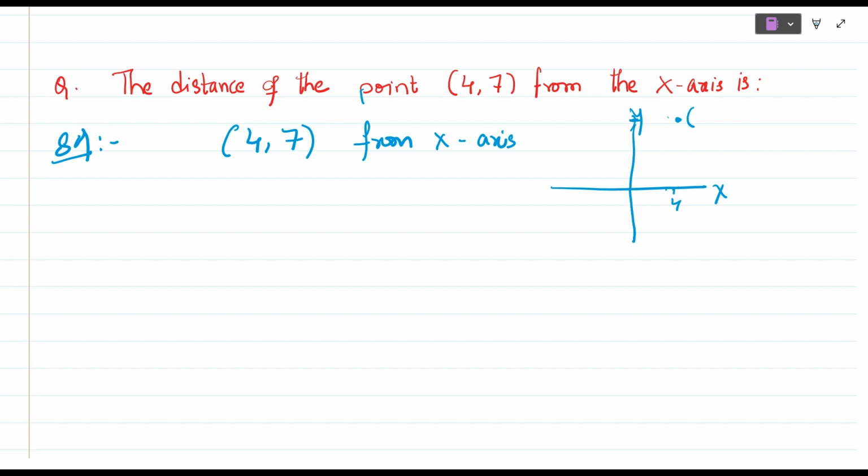Okay, these coordinates are 4 comma 7, meaning from here to here and from here to here. So from the x-axis, where is the x-axis? From here to here is the distance they are asking. So from here to here, how much? 7 units. Did you understand, students?